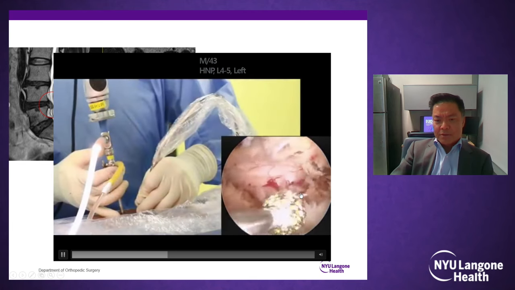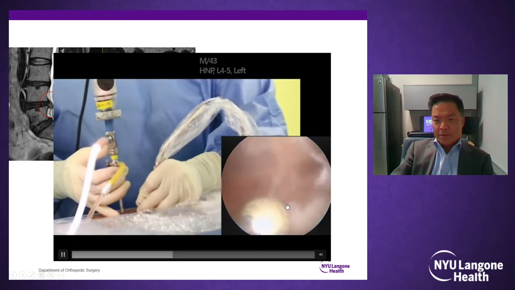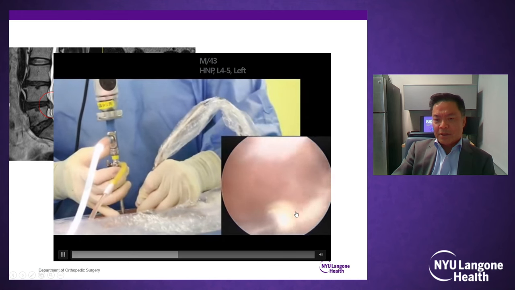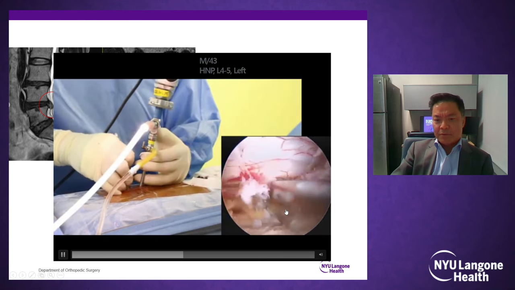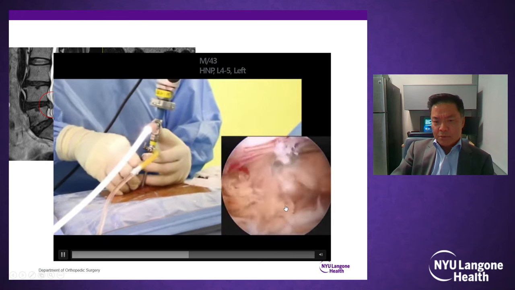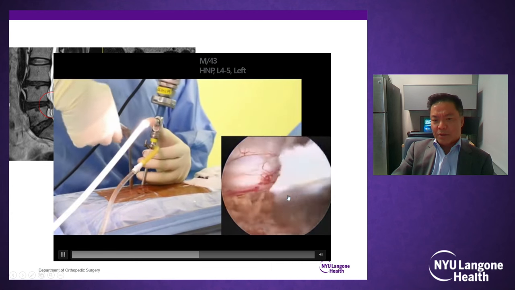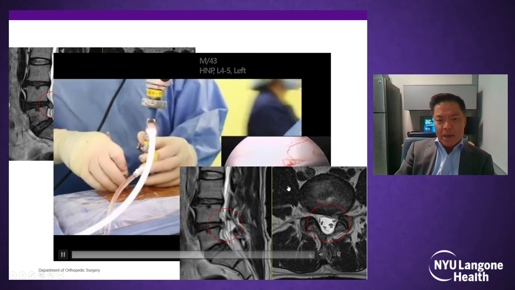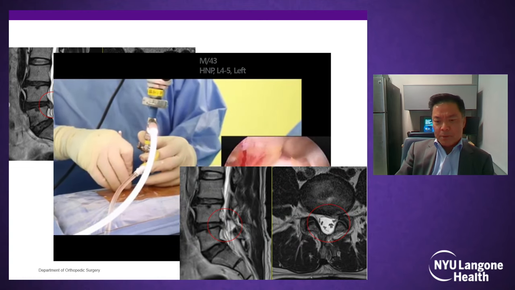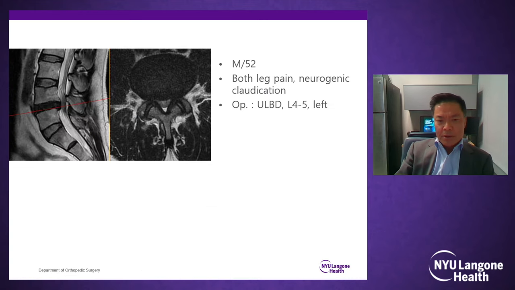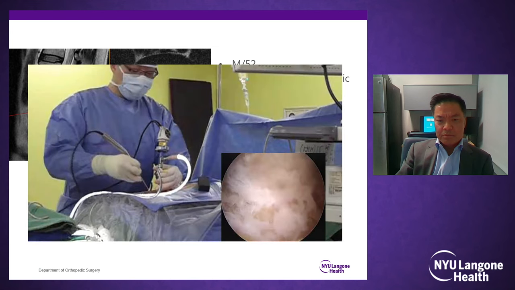And then once the lateral recess is decompressed and visualized, the root is gently retracted and the disc fragment underneath is extricated. And this is a post-op image. This is a case of someone with central disc herniation with neurogenic claudication.